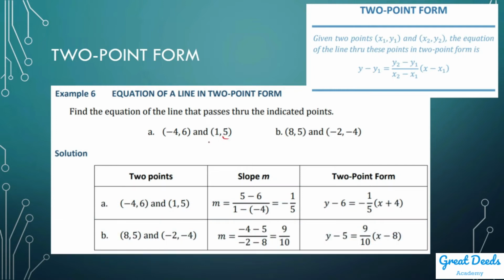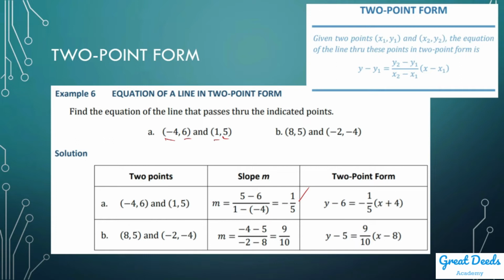Change in y over change in x. So 5 minus 6 divided by 1 minus -4. Okay? And that is equal to -1/5. Or you can do it in the other way. 6 minus 5 divided by -4 minus 1. It will also give you -1/5. So you already have the slope.